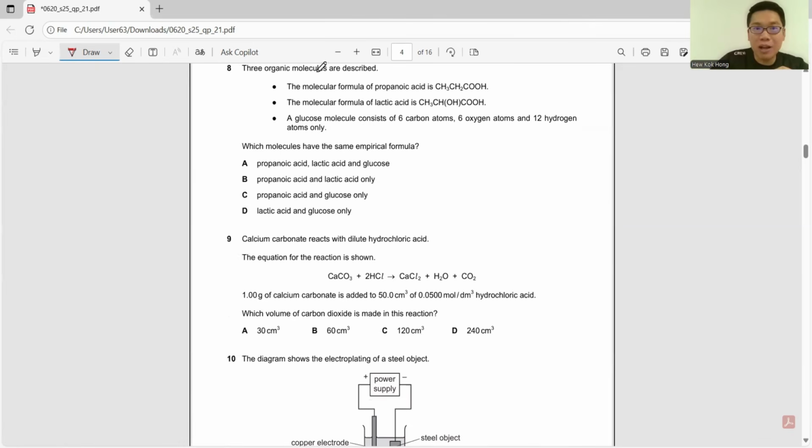Number 8. Three organic molecules are described. The molecular formula of propanoic acid is this, lactic acid is this. Glucose molecule consists of 6 carbon, 6 oxygen, 12 hydrogen. Which molecules have the same empirical formula?